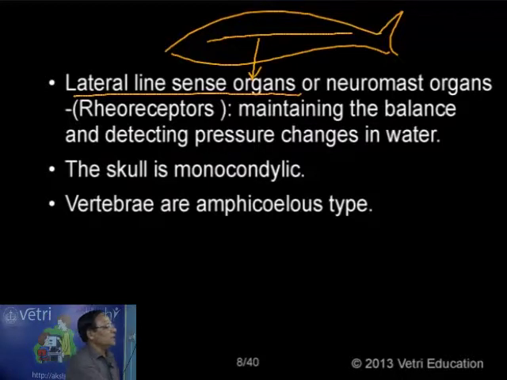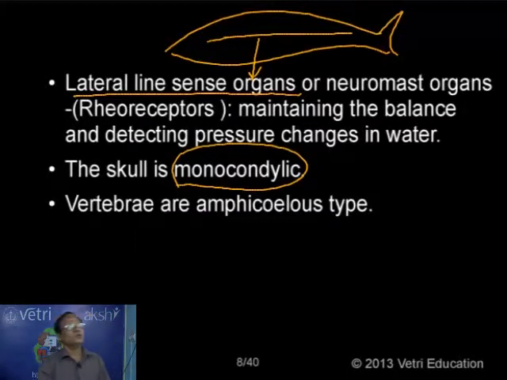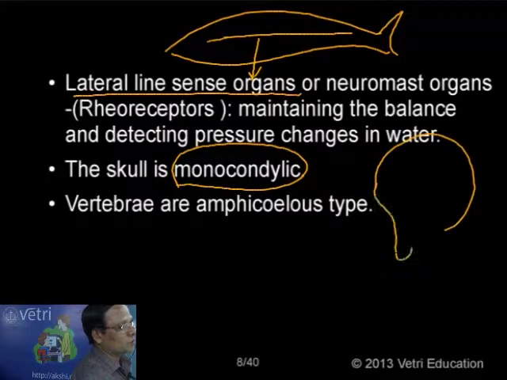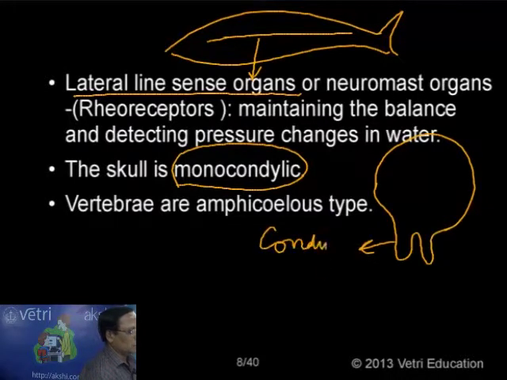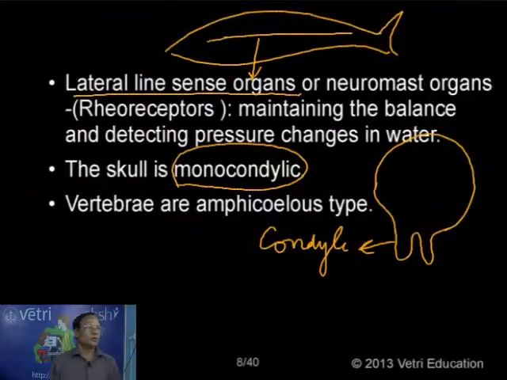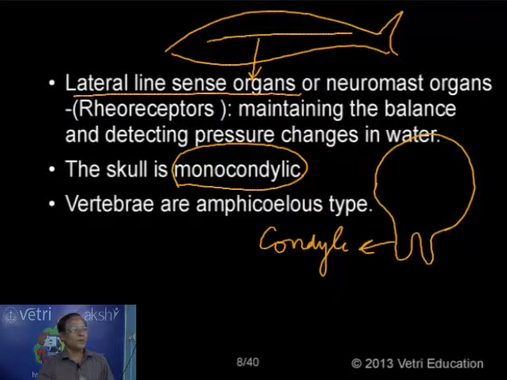Then the skull is monocondylic. What is the meaning of that? Suppose you take a human being. Our skull is placed on the axis, the second vertebra, by means of two projections. If you draw a skull diagram, these projections are called condyles, nodule-like structures for articulation. So in the case of frogs and mammals, that means amphibians and mammals, there are two condyles like this for articulation.